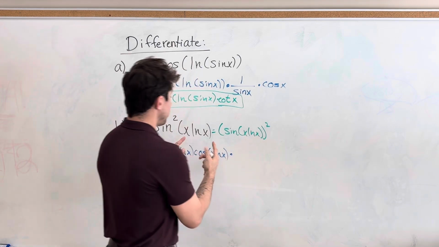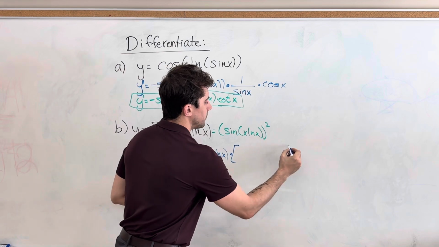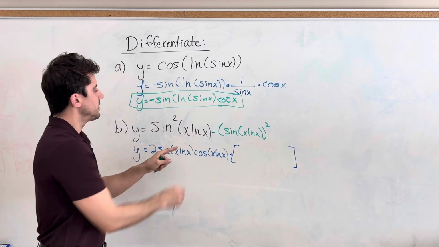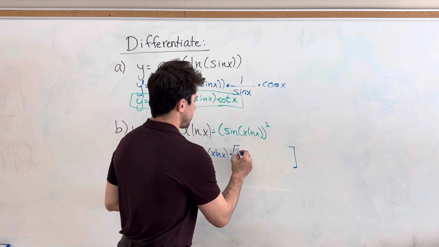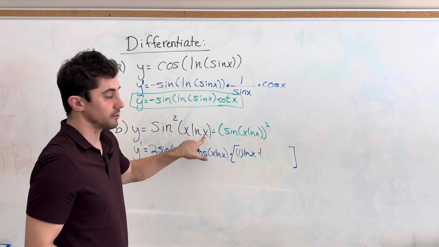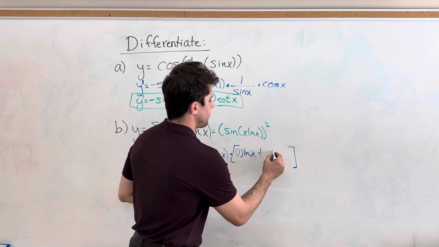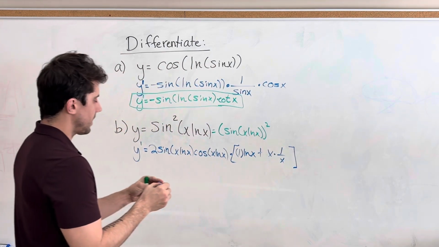So times, now we'll have to use the product rule for that one. So I'll use square brackets for the derivative of x ln x. That'll be the derivative of x times ln x. So that's 1 times ln x plus x times the derivative of ln x. And we know the derivative of ln x is 1 over x. And so these guys will cancel out.